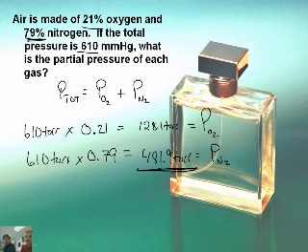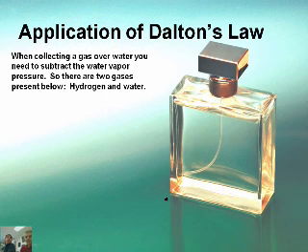Just for grins, if you were to take these two numbers and add them up, what would you get? 610. 610 torr. So if you got a percentage, you got to be a little bit more creative, but it really is the same principle. You just have to understand the concept of how percentages work, guys. It's really not terribly difficult.